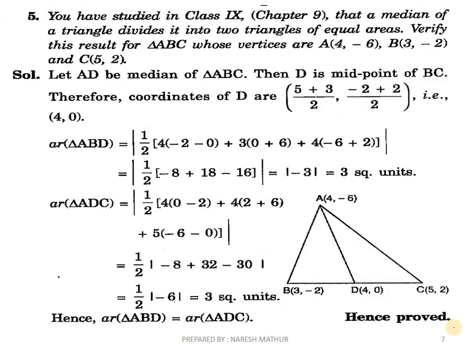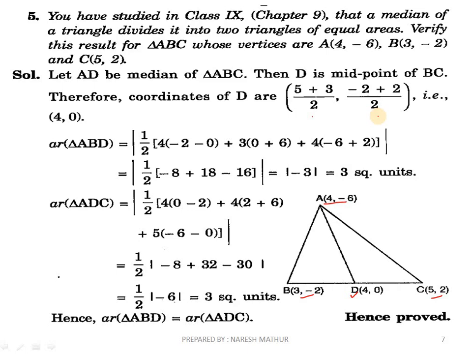Now at last we have a question: a median of a triangle divides it into two triangles of equal areas. We just need to verify with the formula. Alright, so we are given a triangle ABC whose vertices are A (4, -6), B (3, -2) and C (5, 2). Let's say AD is the median, so D will be the midpoint of BC. We can find the midpoint by (x1 plus x2)/2 and (y1 plus y2)/2. So we will get the coordinates of D.